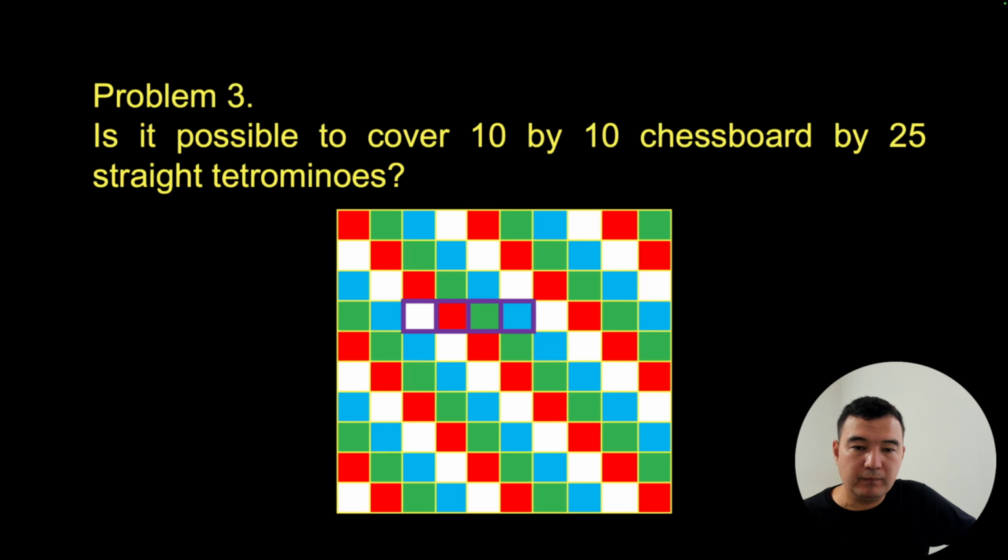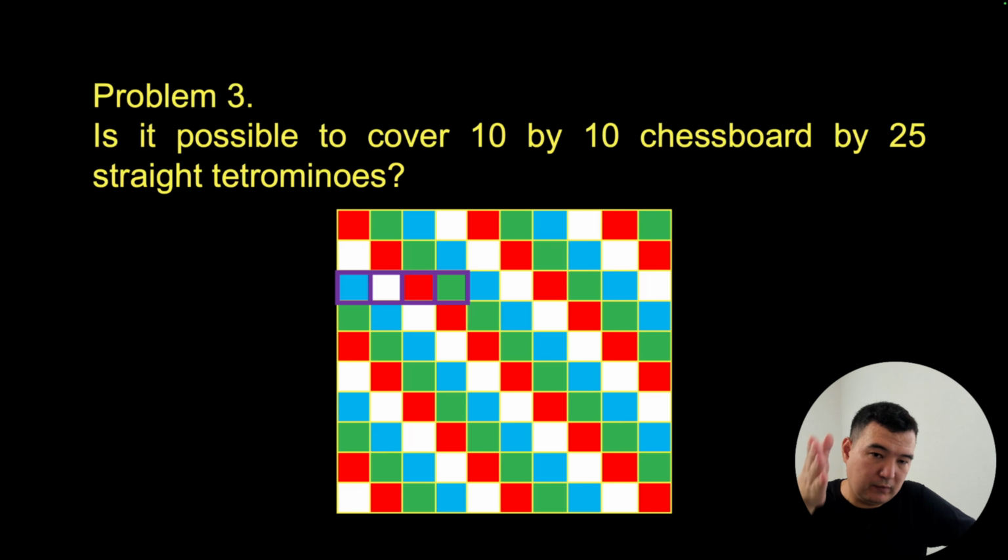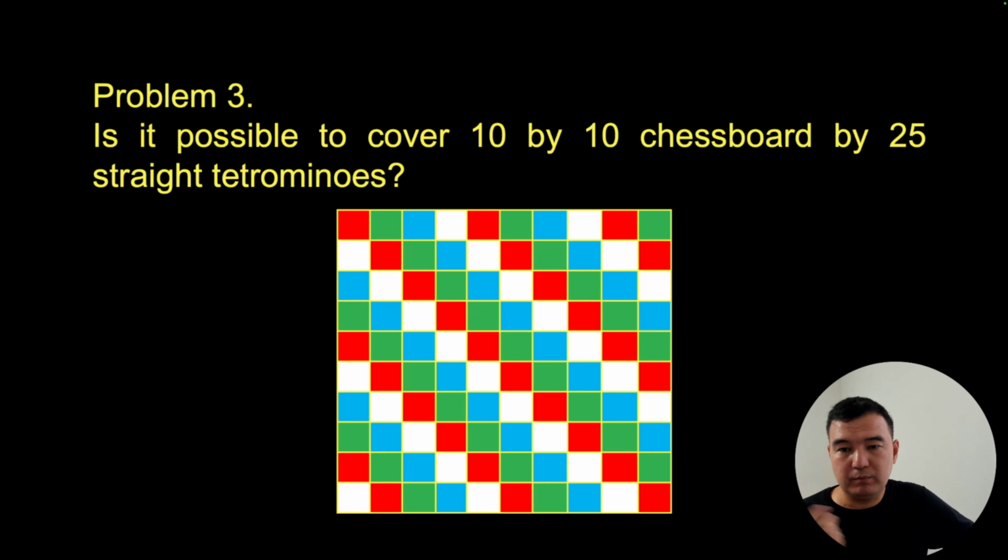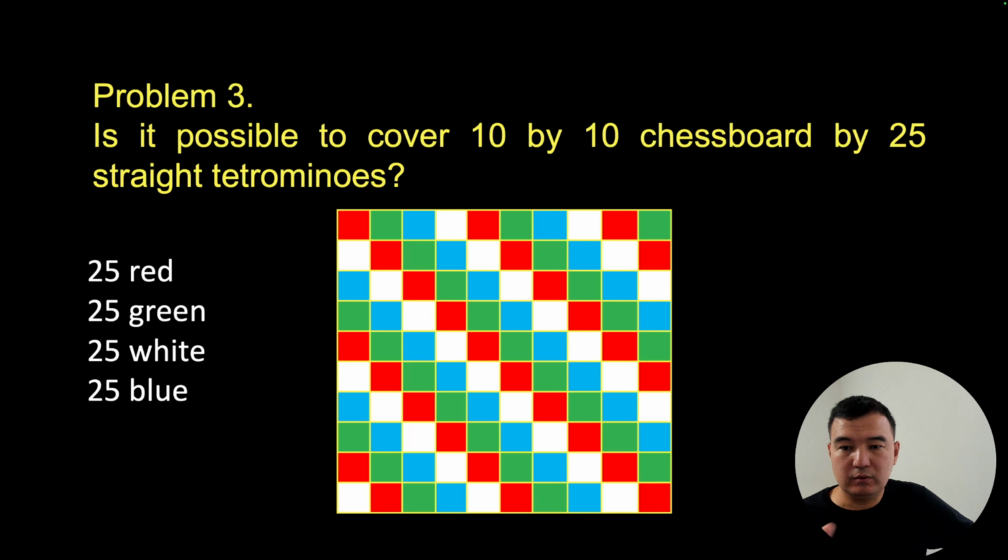each color. So you can just play around and then see, no matter how you move, you can even move it vertically, place it vertically, and then you'll still get one of each color. Which means if I'm able to cover with 25 Tetrominoes the 10 by 10 board, it means I will cover one of each color. So that would make like 25 colors of red, 25 for green, 25 white, 25 blue.